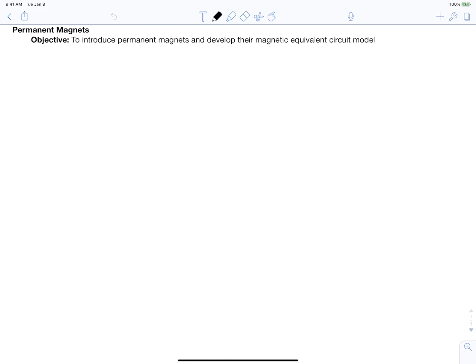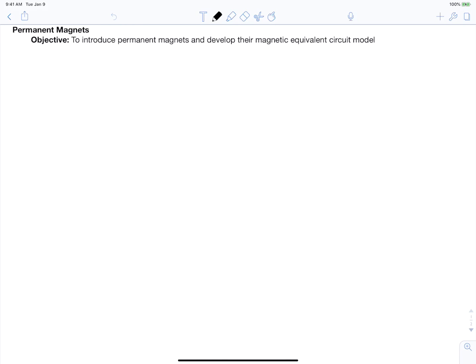The point of this video is first to introduce what a permanent magnet is and how we think about it in terms of a magnetic material. And then second, to develop a magnetic equivalent circuit representation of a permanent magnet so that we can use it to design the permanent magnet to give us a desired flux or a desired flux density.